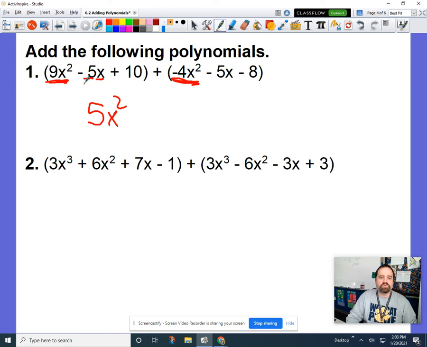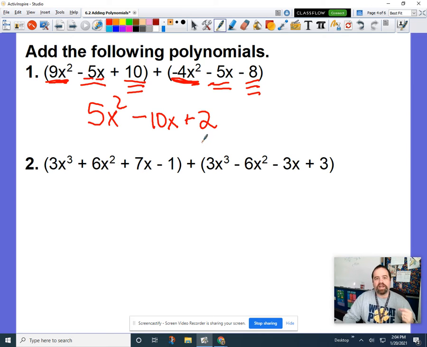And then you move on to the next one. Negative 5x plus negative 5x is negative 10x. 10 plus negative 8 is 2. We came up with a quadratic trinomial. I'm going to review this vocabulary throughout all of this to keep popping some of the words up in your life. So exponent of 2 means it's quadratic. 3 terms means it's a trinomial, quadratic trinomial. Okay, match up your terms.